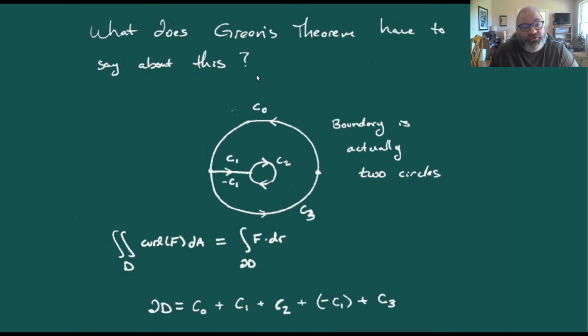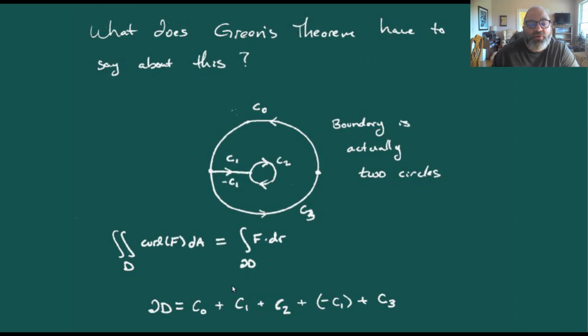So what does this have to do with Green's theorem? Well, the boundary that we have in this situation, we can think of as really being two separate circles. What Green's theorem told us was that the integral of the curl of F over dA of our region D was going to be equal to the line integral over the boundary of D. And if you'll allow me, let's expand this back from a point just a little bit.